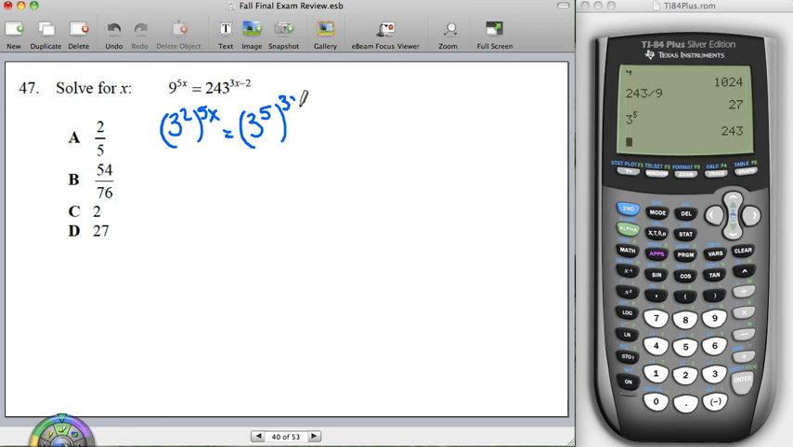To the 3x minus 2. When you raise a power to a power, multiply your exponents, so that gives me 10x equals 15x minus 10. Subtract 15x from both sides, and I get x equals 2.